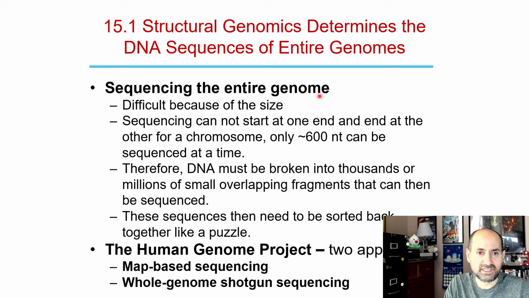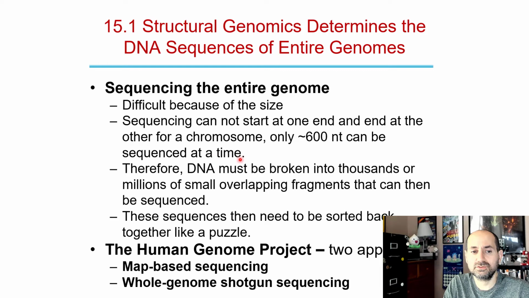So mapping out an entire genome presented challenges early on because of the size of a genome, especially in eukaryotes. We're talking about millions upon millions or billions of base pairs. Remember that humans have over 3 billion base pairs to map out. Sequencing cannot start at one end of the chromosome and end at the other end of the chromosome. So you can't just take a chromosome and sequence from one end to the other. It doesn't work that way. Only about 600 nucleotides can be sequenced at a time.